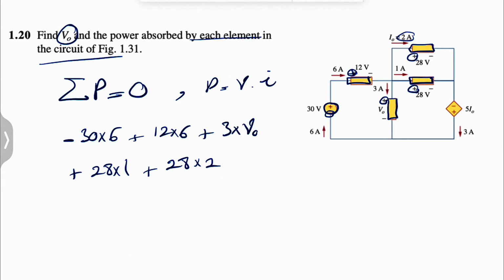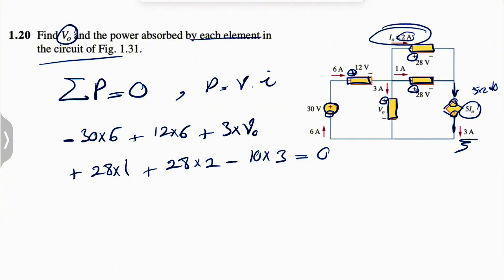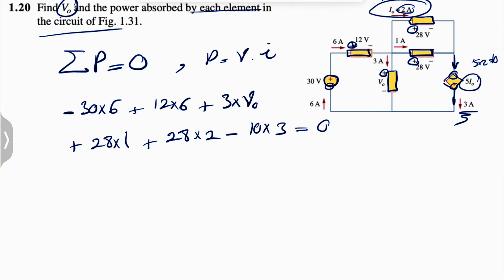and here again positive 28 times the current, it's 2 amp. And the last one, we have the voltage based on the I0, and we know I0 is 2, so this is going to be 5 times 2, which is going to be 10 volts. So plus negative, because that's our current and it's exiting the positive pole, so it will be negative 10 times the amp is 3, equals 0, and that should give us the only unknown that we're looking for in this question.